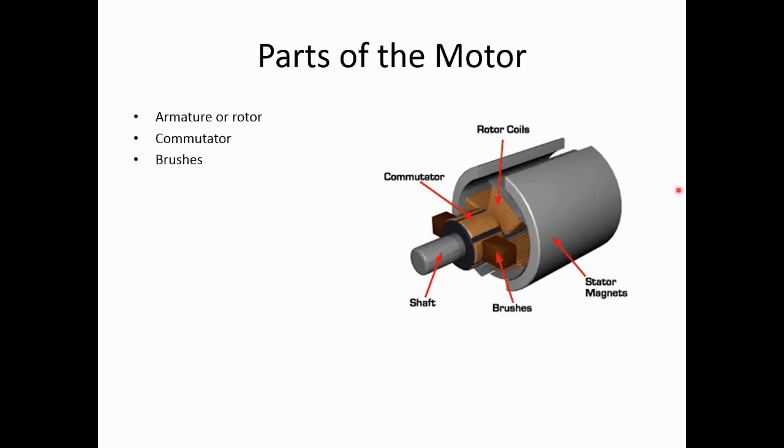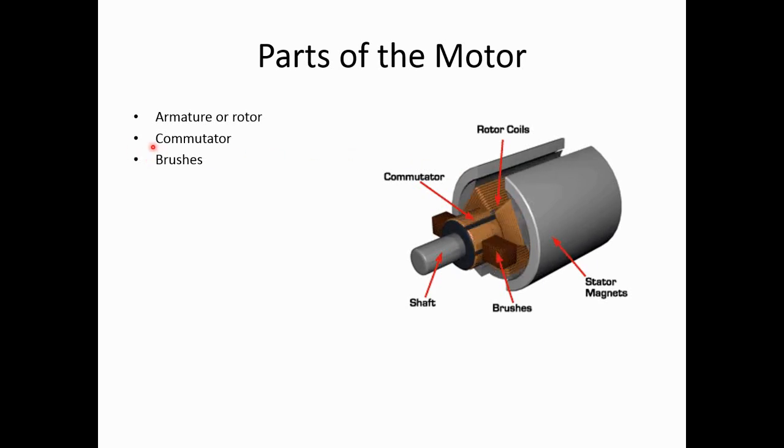So the first one is what we call an armature or rotor. Armature is basically what is presented as rotor coils in this part. Armature is the part where you have what we've seen just now, the coil that conducts current that will rotate inside the motor. So that's what we call armature or rotor.